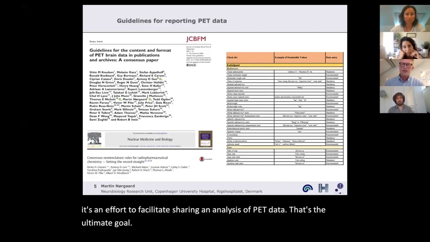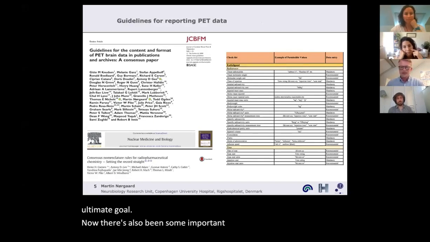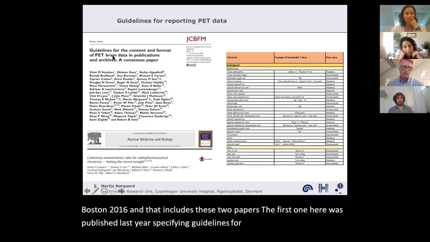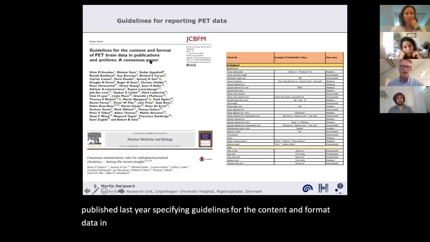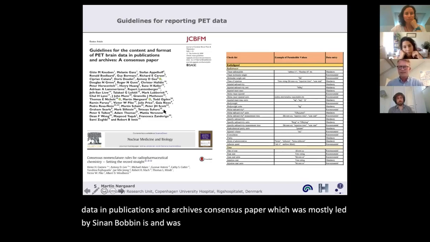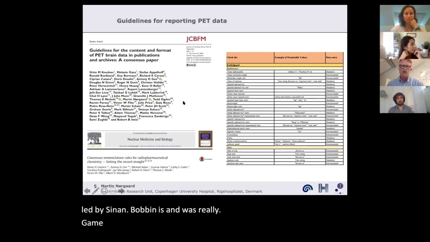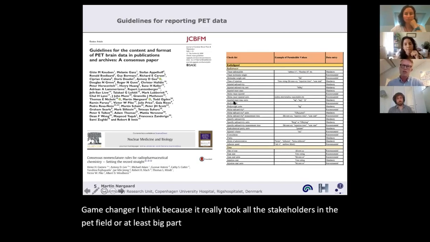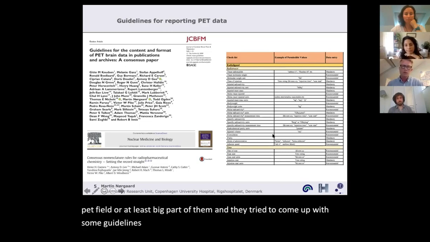Now, there have also been some important efforts since the conference in Boston in 2016, and that includes these two papers. The first one was published last year, specifying guidelines for the content and format of PET brain data in publications and archives. It is a consensus paper, mostly led by Gitte Knudsen and Bob Innes, and was really a game changer, I think, because it took all the stakeholders in the PET field, or at least a big part of them, and they tried to come up with guidelines for what should be in both publications and in a data archive if you want to share your data.